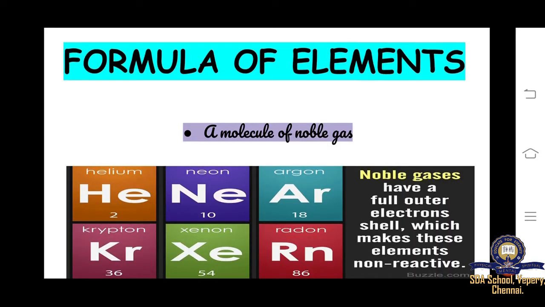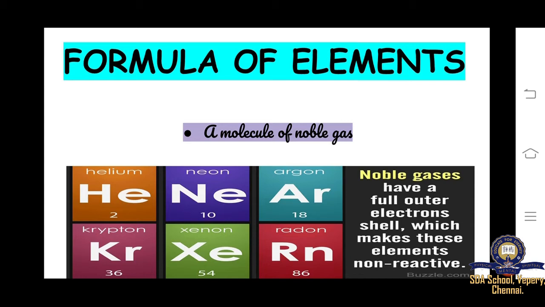Here we have the formula of elements. We are going to see the molecule of noble gases. Why do we have noble gases? Noble gases won't react with any other atoms. They have an individual character. They won't combine with any other atoms. The first one is He, helium, its valency is 2. Neon is 10 and argon's atomic number is 8.